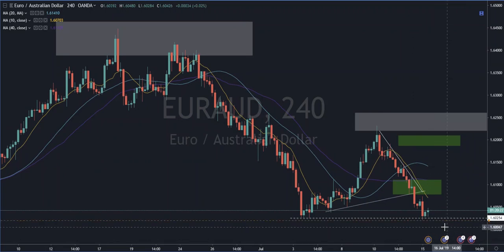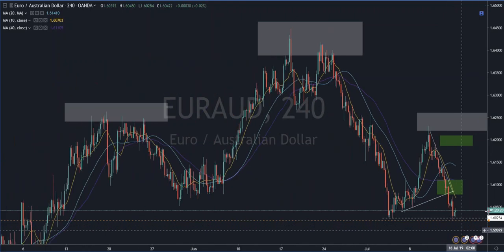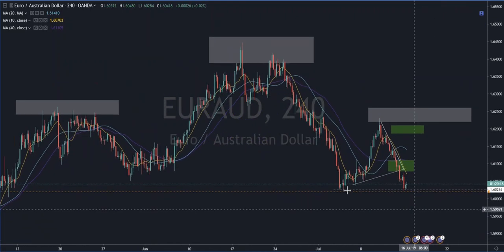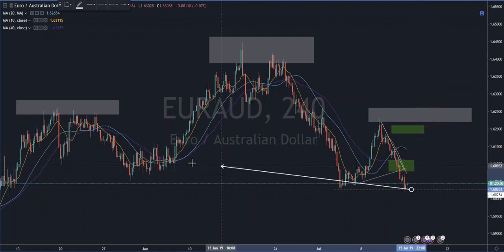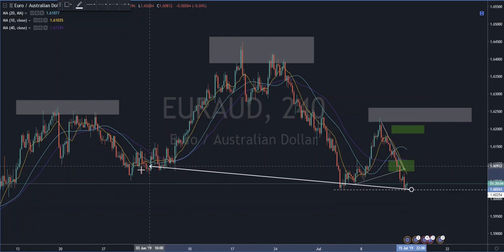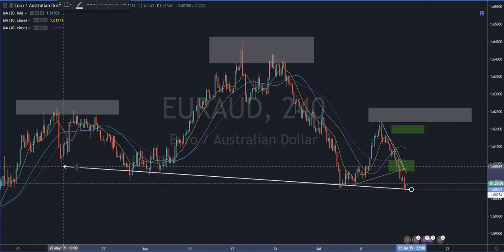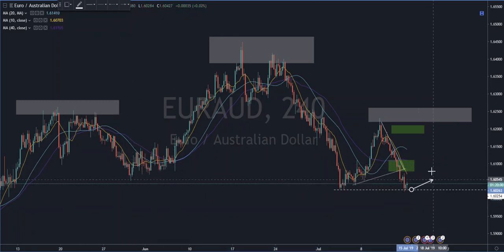So what we could see is this either reject, come back towards this area, even this area, but it's likely to come back towards this consolidation, these sort of areas here.